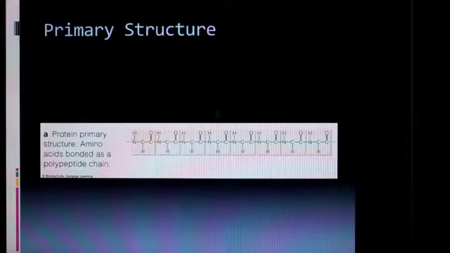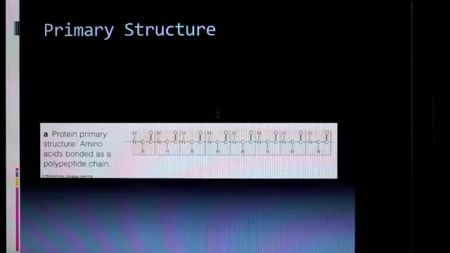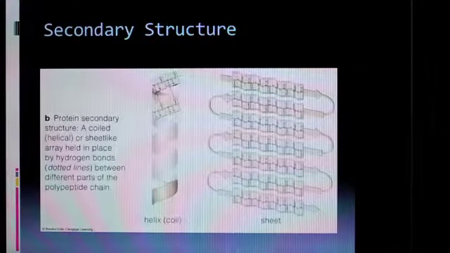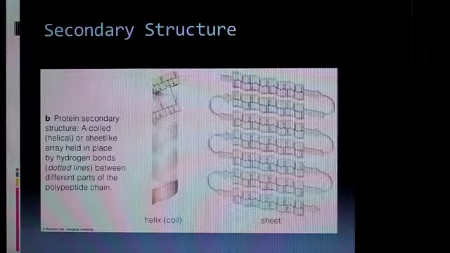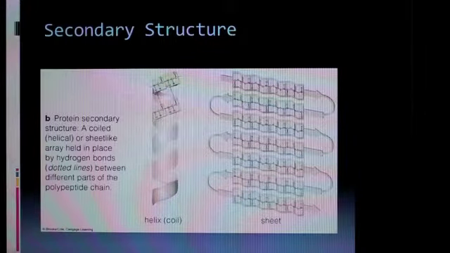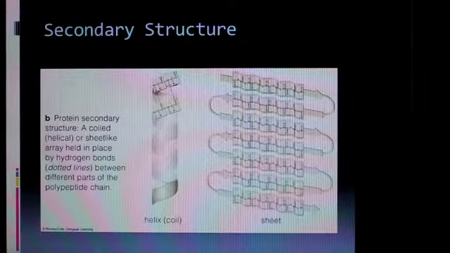So the first level of organization in a protein is its primary structure. This is the polypeptide chain. This is the order that you put the amino acids in. Then you have the secondary structure. The amino acids' side chains, its R groups, will interact with each other, and you can form things like coils or helices and long sheets.